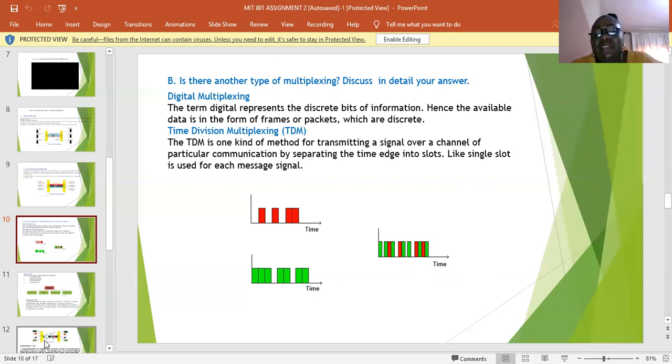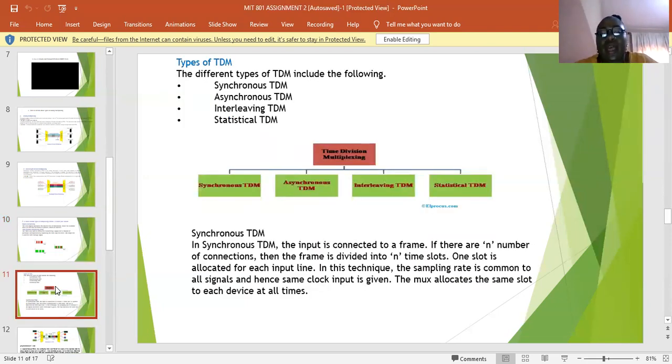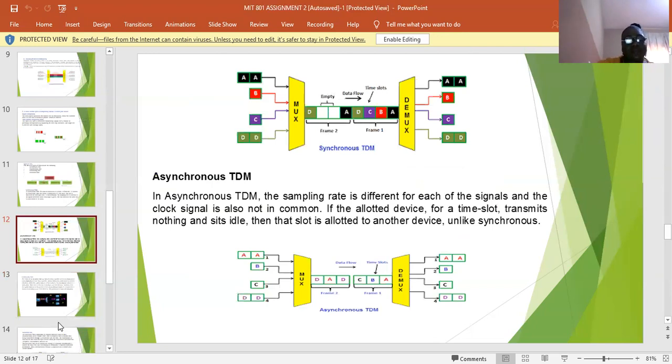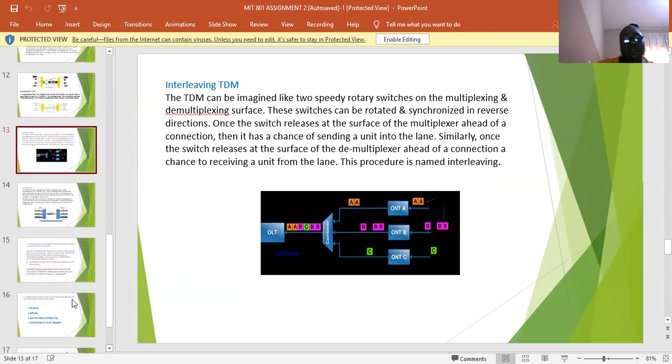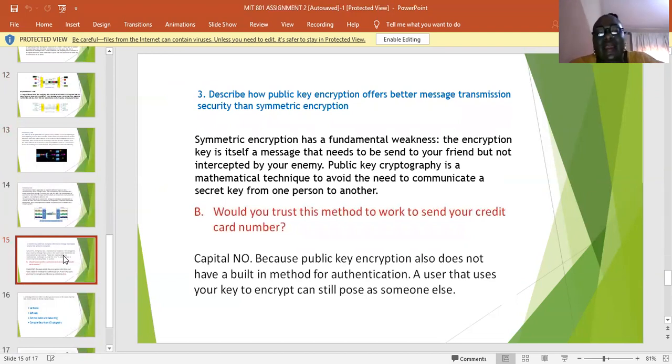Time division multiplexing is a method of transmitting a signal over a channel of a particular communication by separating the time edges into slots. We have different types of time division multiplexing also: we have the synchronous, the asynchronous, the interleaving, and the statistical, which you will see in detail as we go through the slides. We have the details of the definitions and also the diagrams.